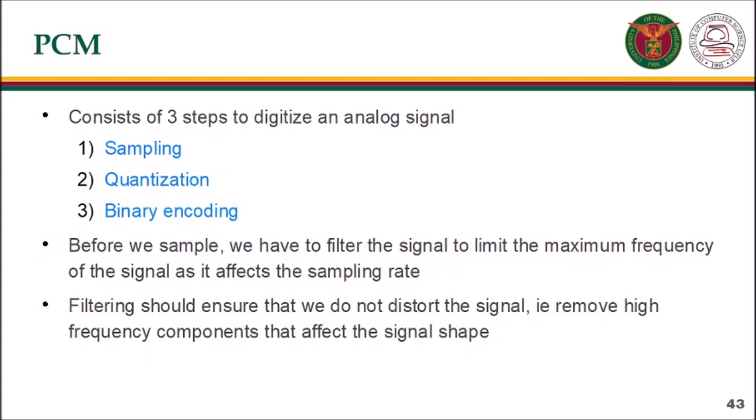PCM consists of three steps to digitize an analog signal: sampling, quantization, and binary encoding. Before we sample, we have to filter the signal to limit the maximum frequency of the signals as it affects the sampling rate. Filtering should ensure that we do not distort the signal or remove high-frequency components that affect the signal shape.